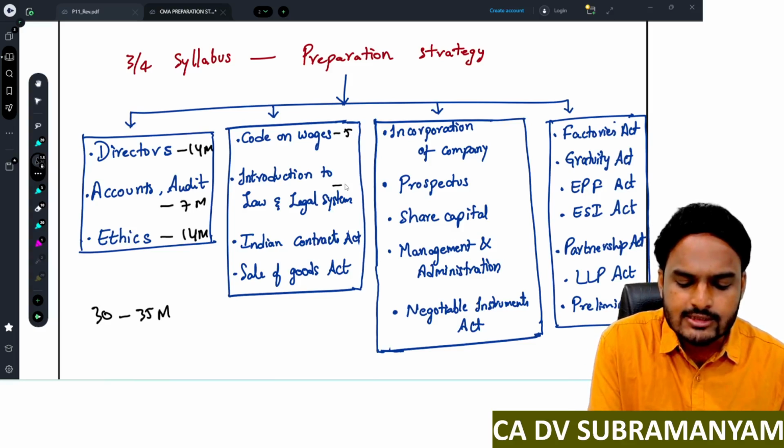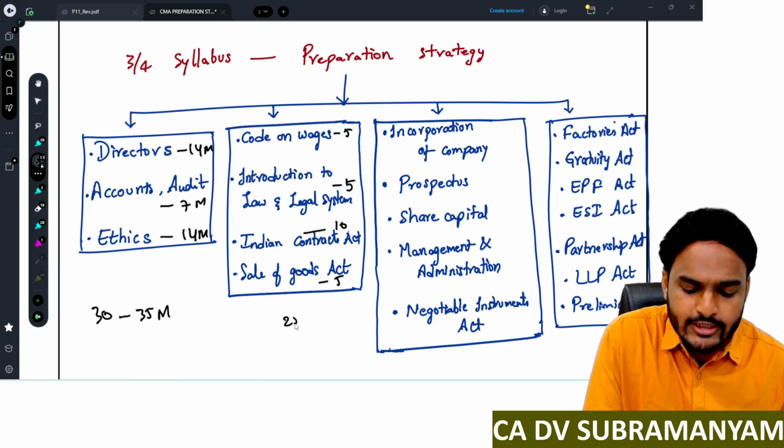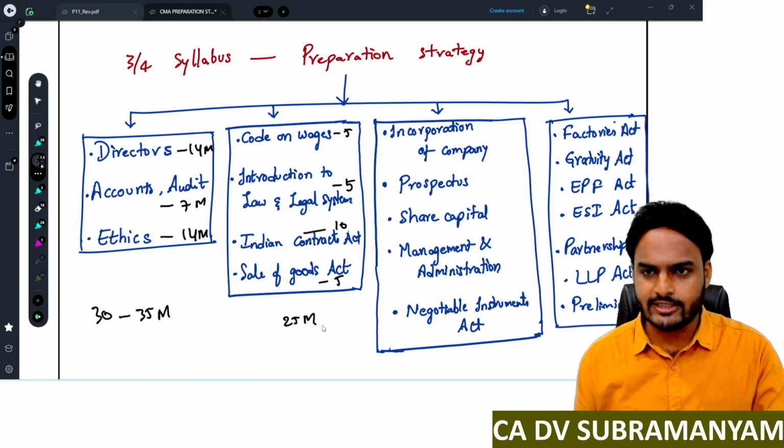Next one, Code on Wages, 5 marks weightage. Introduction to law and legal system, 5 marks. Indian Contracts Act, 10 marks. Sale of Goods Act, 5 marks. So total 25 marks from the second category.